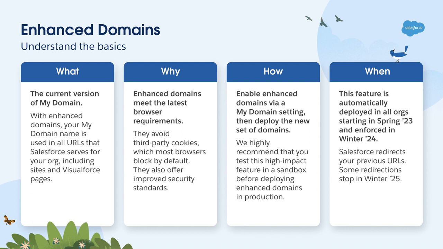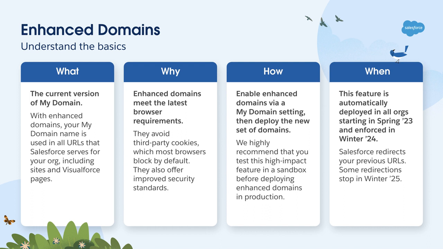Enhanced domains are the next version of the My Domain feature. When you deploy enhanced domains, your My Domain name is used in more URLs, and of note, it's used in your Visualforce pages and in the Salesforce hosted URLs for your sites, whether they're Experience Cloud sites or Salesforce sites. Without enhanced domains, sites have their own subdomain that you choose. That subdomain may or may not be the same as your My Domain. When you deploy enhanced domains, your My Domain name becomes the subdomain, and the suffix of those URLs change.